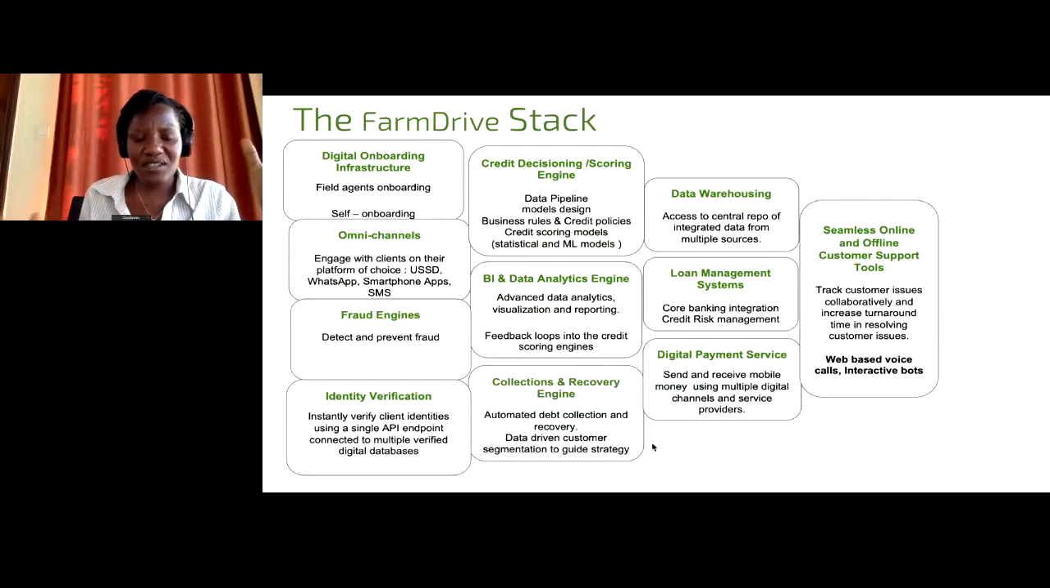Our FarmDrive stack is divided into 5 modules, and financial institutions, when they talk to us, choose which stack they want. So the first part that reduces cost significantly is the distribution aspect. We've been able to help financial institutions to bring on digital onboarding infrastructure because a lot of the farmers already have mobile phones, they have USSD, they have SMS, some of them even have WhatsApp.